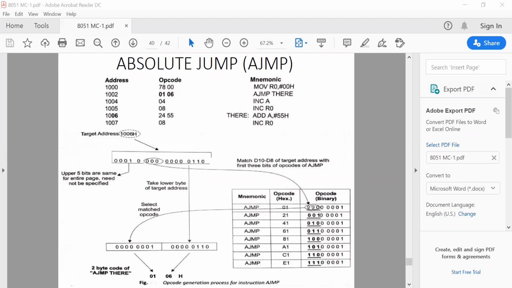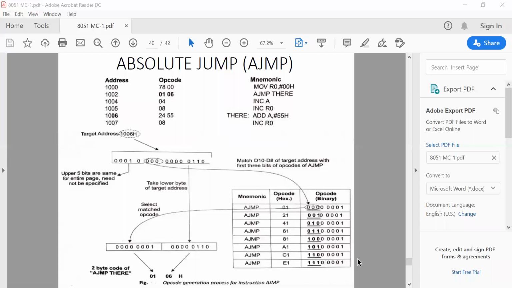That is the page number 00001. So 00000 is same with the 1006. And then what happened? The remaining 3 bits are specified indirectly by choosing one out of these different opcodes of a jump instruction.